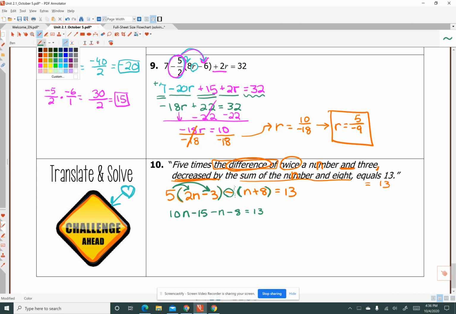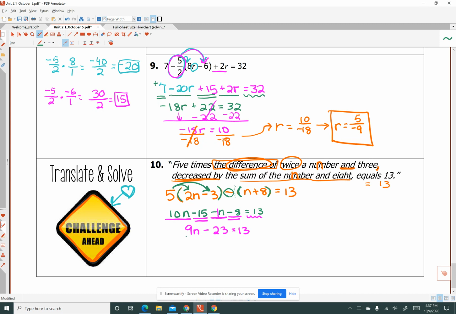So now it's time to combine like terms. So we've got 10n and negative n, and again, that's an invisible 1. So 10 minus 1 is 9n. Now we have negative 15 minus 8. Negative 15 minus 8 is negative 23, and we have our equals 13. Okay, that looks a lot easier now. It's getting easier and easier. Every time you take another step, you're a little bit closer to the finish line.